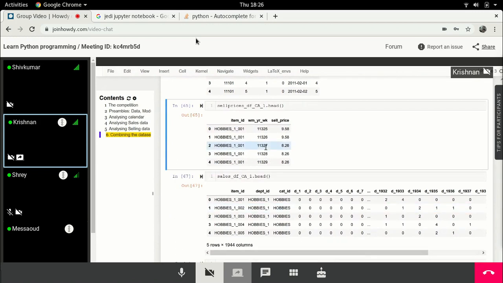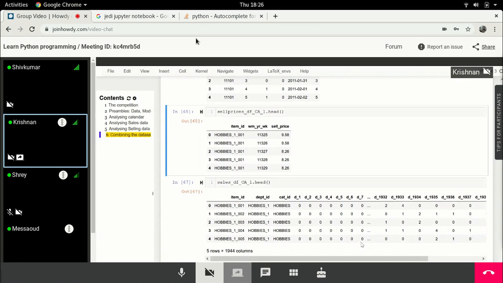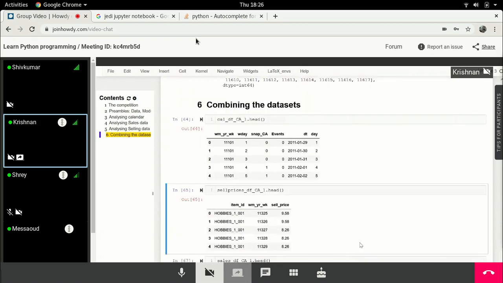Right. So what I would say is this: what we need to merge, or rather join, are the data frames in 64 and 65. So if you go up to line 65 and the one before that, these two, right? Here you have the head of that, which means we have the WM, year, week, and you have the day, right? So we need these two columns, WM, YR, WK, and the last one, that is day.